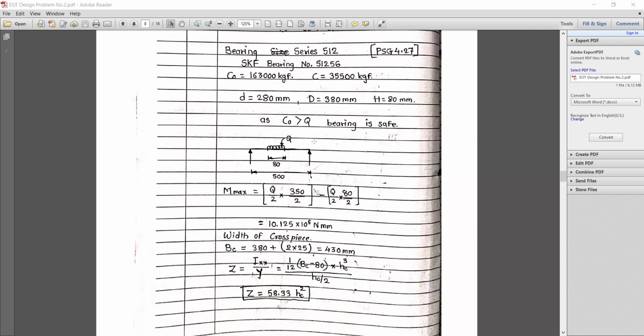It is seen that the dynamic capacity of the bearing is greater than the load carried, that is the value of Q. So it is safe for the first condition. Now we are going for the second condition.